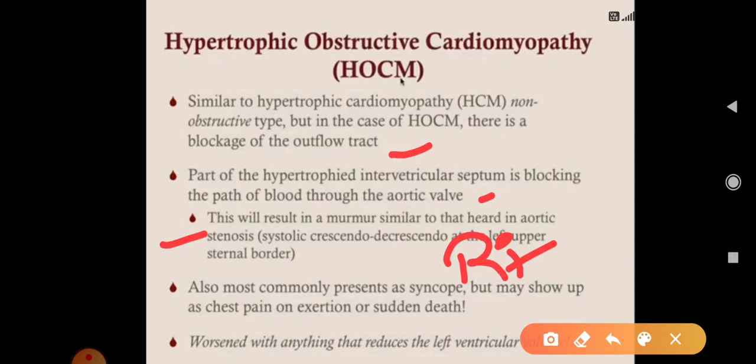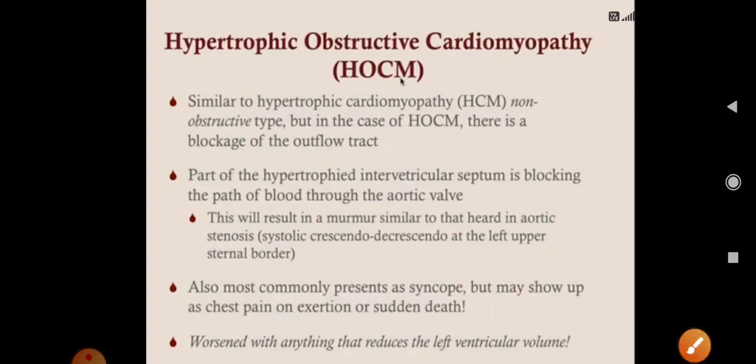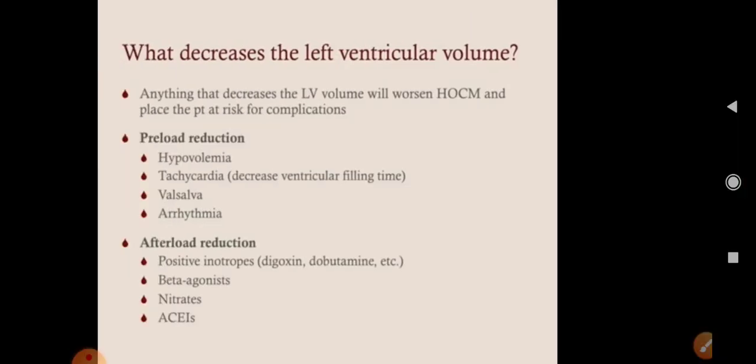Also, it most commonly presents as syncope, but may also show up as chest pain on exertion or sudden death. Sudden death is most common in hypertrophic obstructive cardiomyopathy, but in hypertrophic cardiomyopathy it's less common. It worsens with anything that reduces the left ventricular volume. Hypertrophic obstructive cardiomyopathy worsens when something reduces the left ventricular volume.